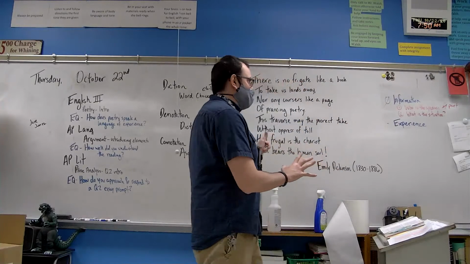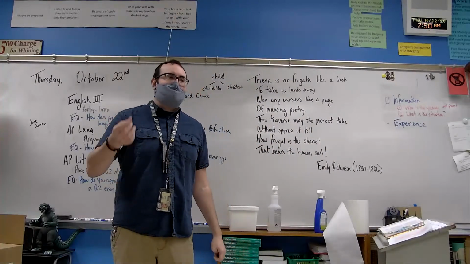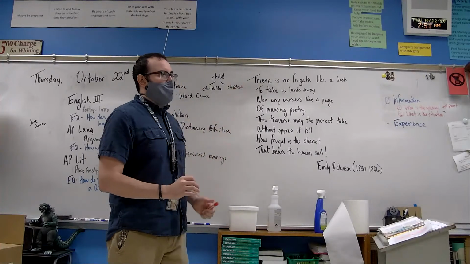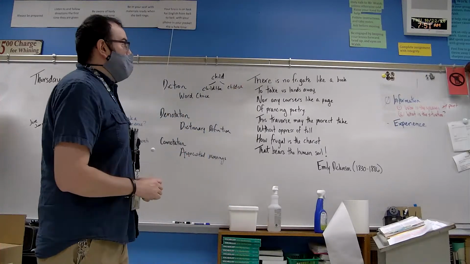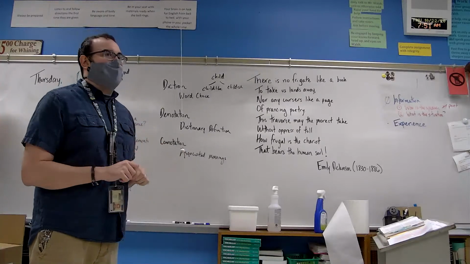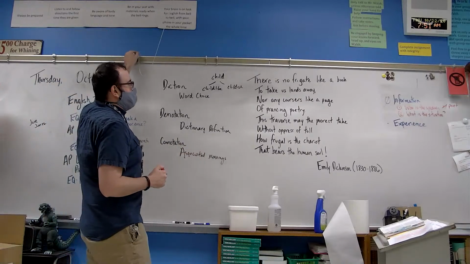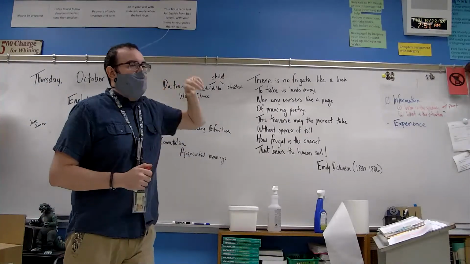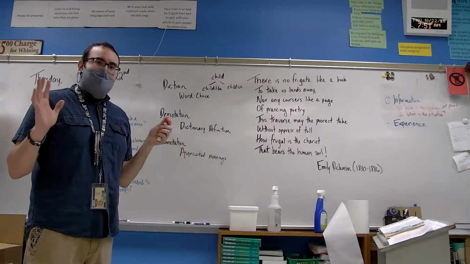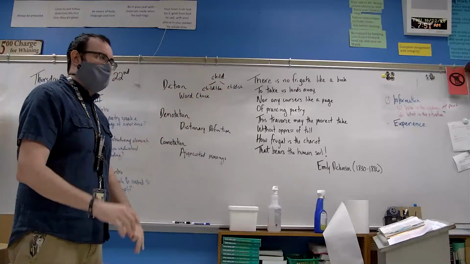So as we look here at Dickinson's poem, we're going to talk about how her diction choices help to influence the meaning. So if we go through and we read it together quickly. There is no frigate like a book to take us lands away, nor any coursers like a page of prancing poetry. This traverse may the poorest take without oppressive toll. How frugal is the chariot that bears the human soul. It's simple. It's bouncy. It rhymes. And you're going, this is what I expect from poetry.